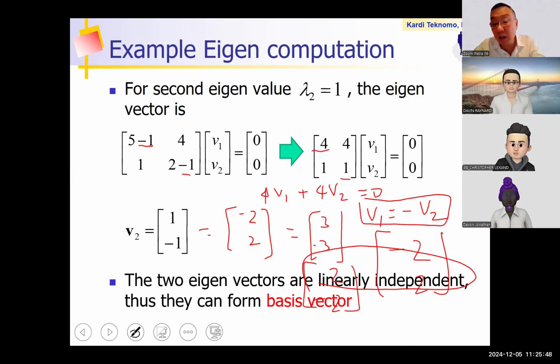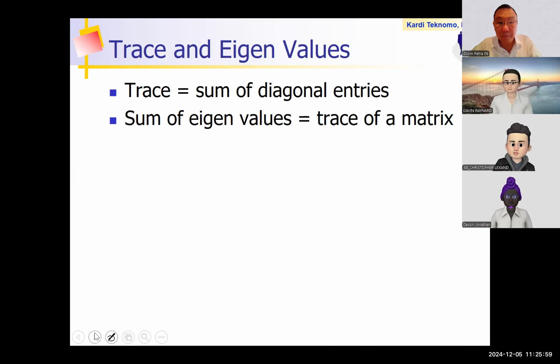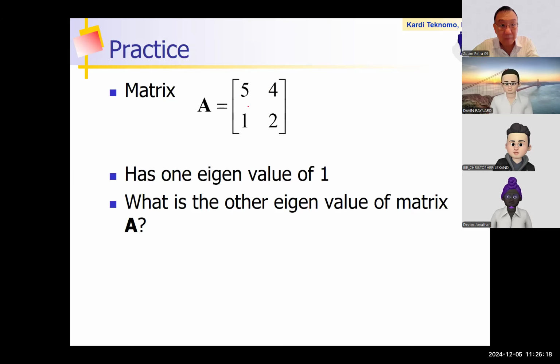So remember, if they are linearly independent, they can form basis vectors, a coordinate system. Can you still remember basis system, basis vector? Okay. So now, you remember the sum of diagonal entries is called the trace. Okay. And the sum of eigenvalues is basically the trace of a matrix. Look at this now. What is the trace of this matrix?